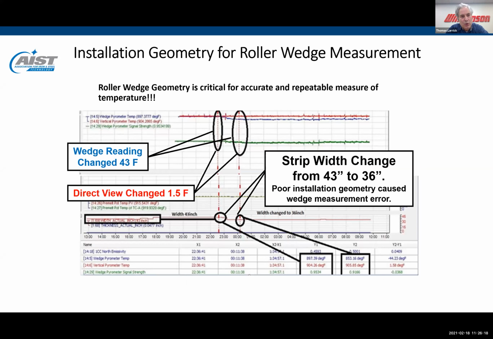And here we have a graph that shows exactly this issue. We had a customer that changed the width of the strip from 43 inches to 36 inches. That's a difference of only 7 inches, which is only 3.5 inches on half of the strip. In this case, the pyrometer was mounted directly at the edge of the center line of the strip. And when the strip width changed, there were 2 pyrometers, one installed in a wedge measurement and one measuring the strip directly. And when the width changed, the pyrometer measuring in the wedge position showed a 43 Fahrenheit temperature drop, whereas the direct view reading stayed steady within 1.5 degrees. This was because the strip wasn't wide enough to create a black body condition, and they solved that problem by re-aiming the pyrometer to nearer the edge where the pyrometer was mounted.